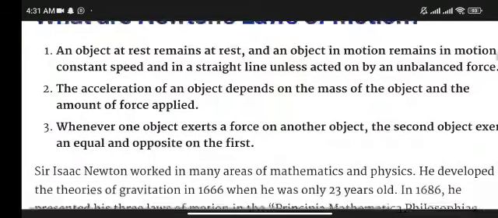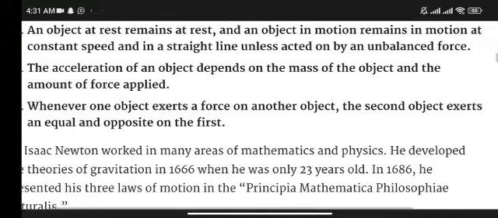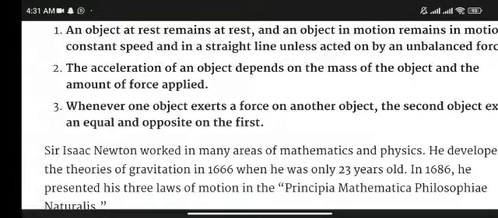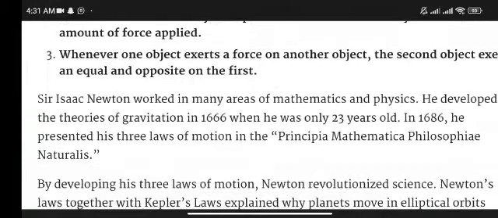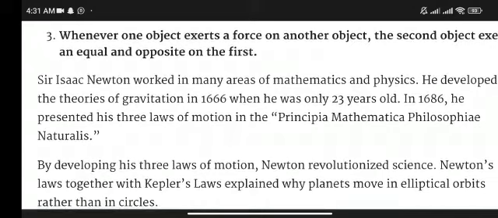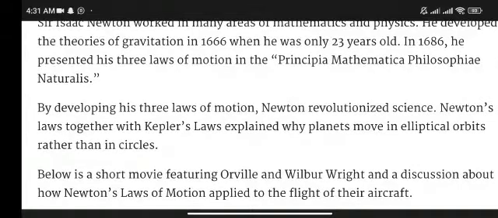Sir Isaac Newton worked in many areas of mathematics and physics. He developed the theories of gravitation in 1666 when he was only 23 years old. In 1686, he presented his three laws of motion in the Principia Mathematica Philosophiae Naturalis. By developing his three laws of motion, Newton revolutionized science.